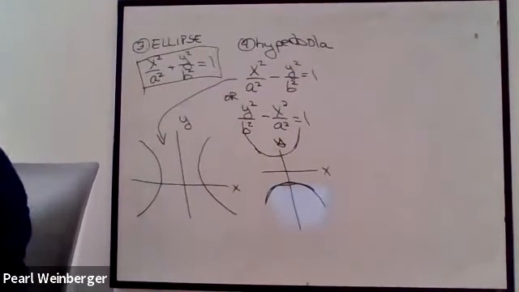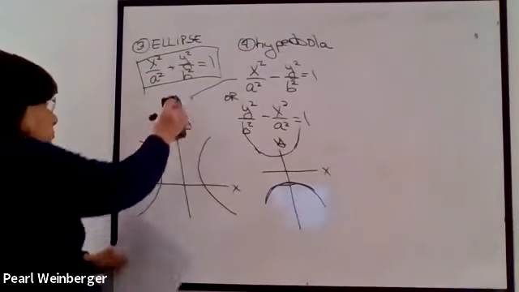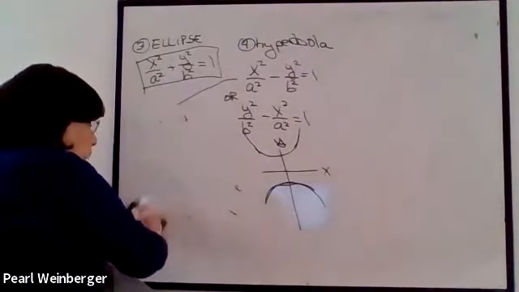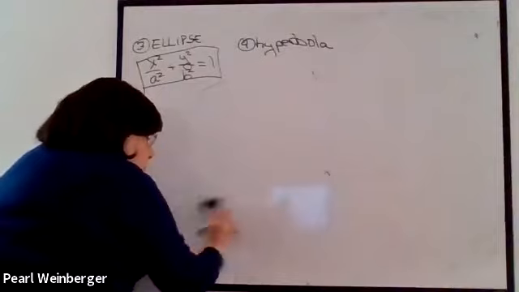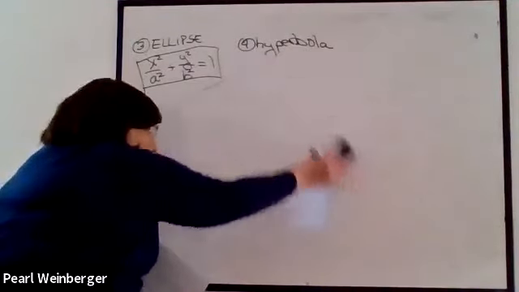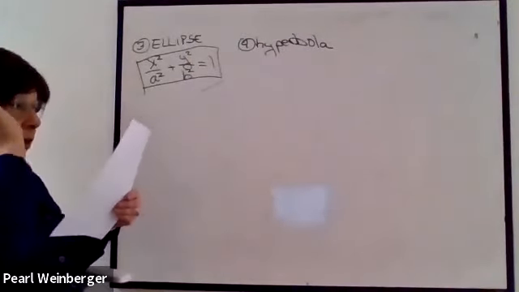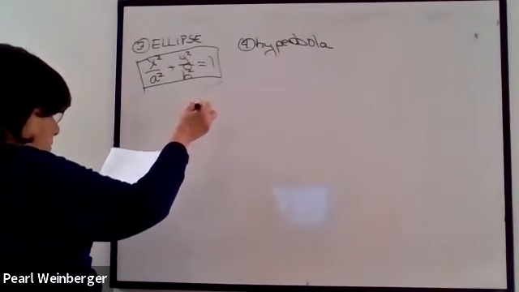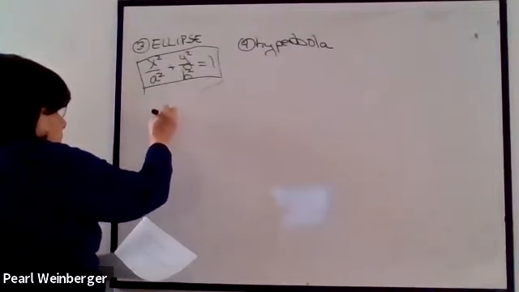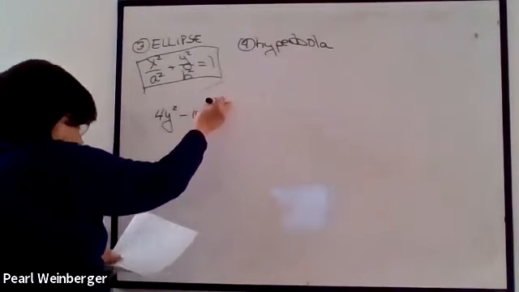So what kind of question could you be asked? Well, first of all, I could give you an equation that looks like this. 4y squared minus 100 x squared.